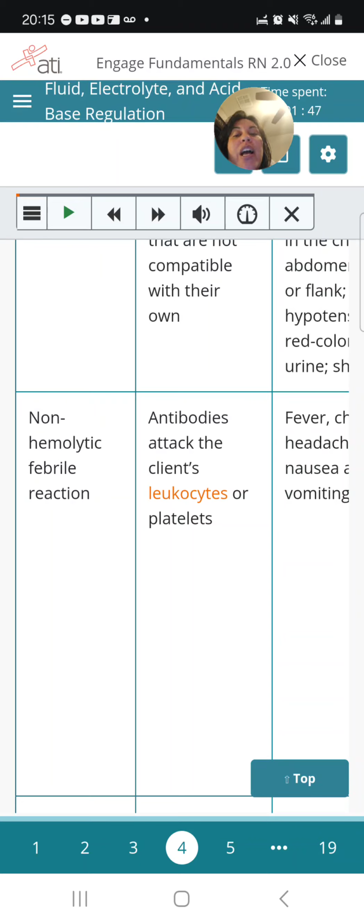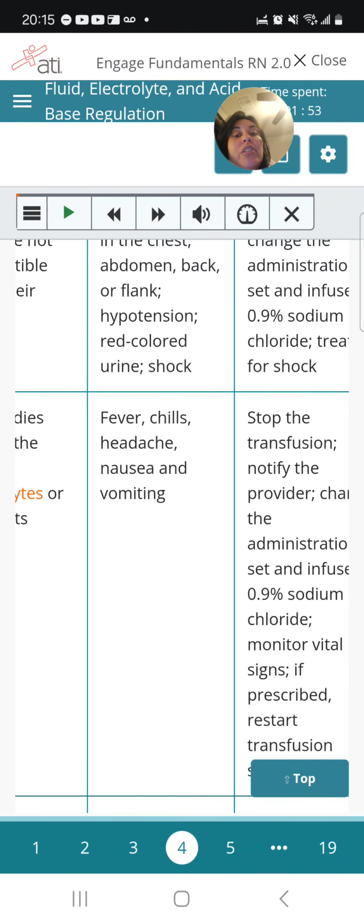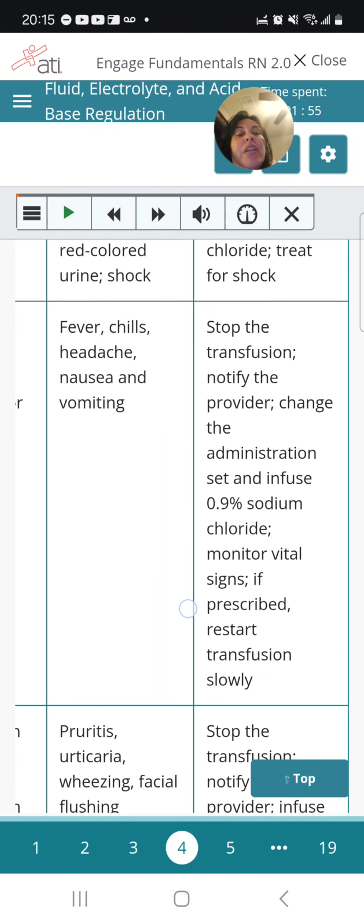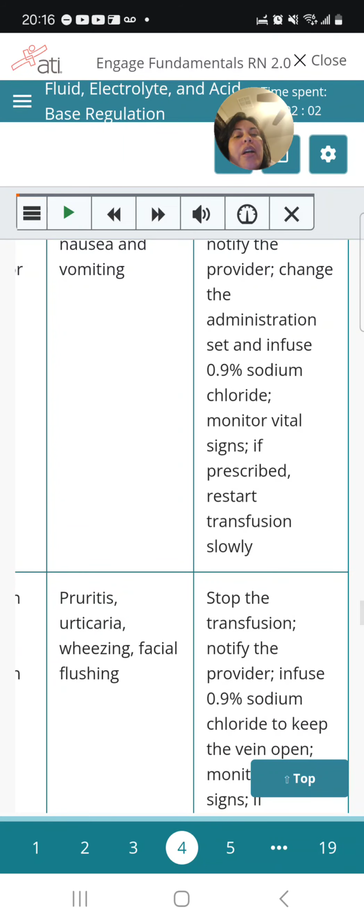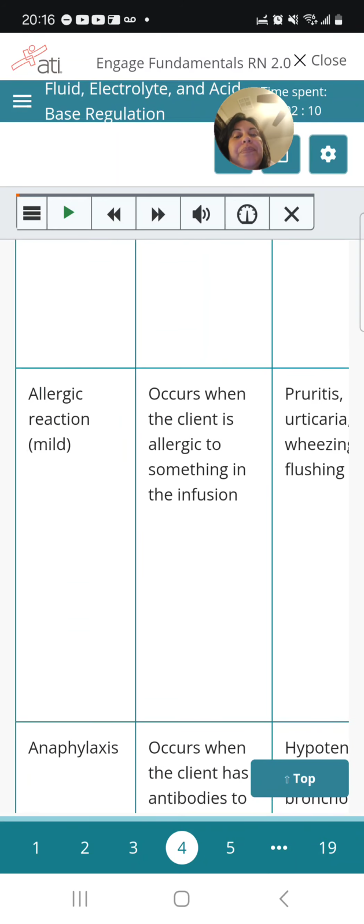Non-hemolytic febrile reaction: antibodies attack the client's leukocytes or platelets. We have fever, chills, headache, nausea, and vomiting. Stop the transfusion, notify the provider, change the administration set and infuse 0.9% sodium chloride. Monitor vital signs. If prescribed, restart the transfusion slowly.